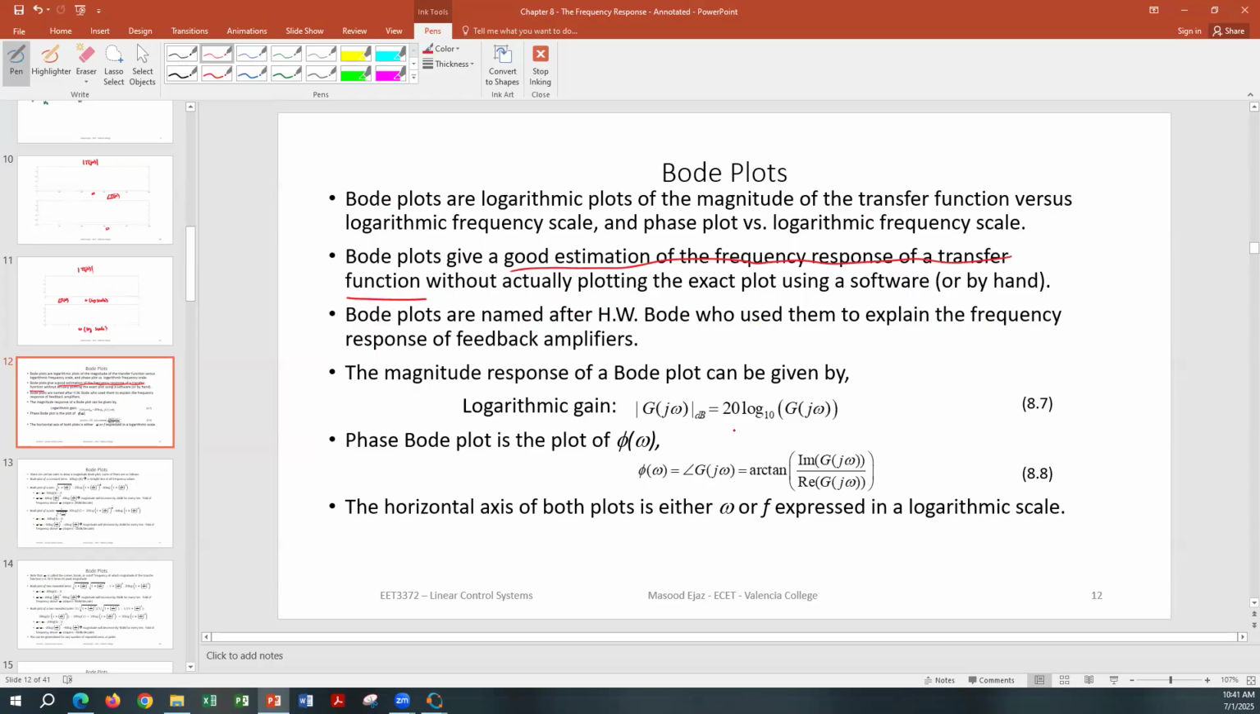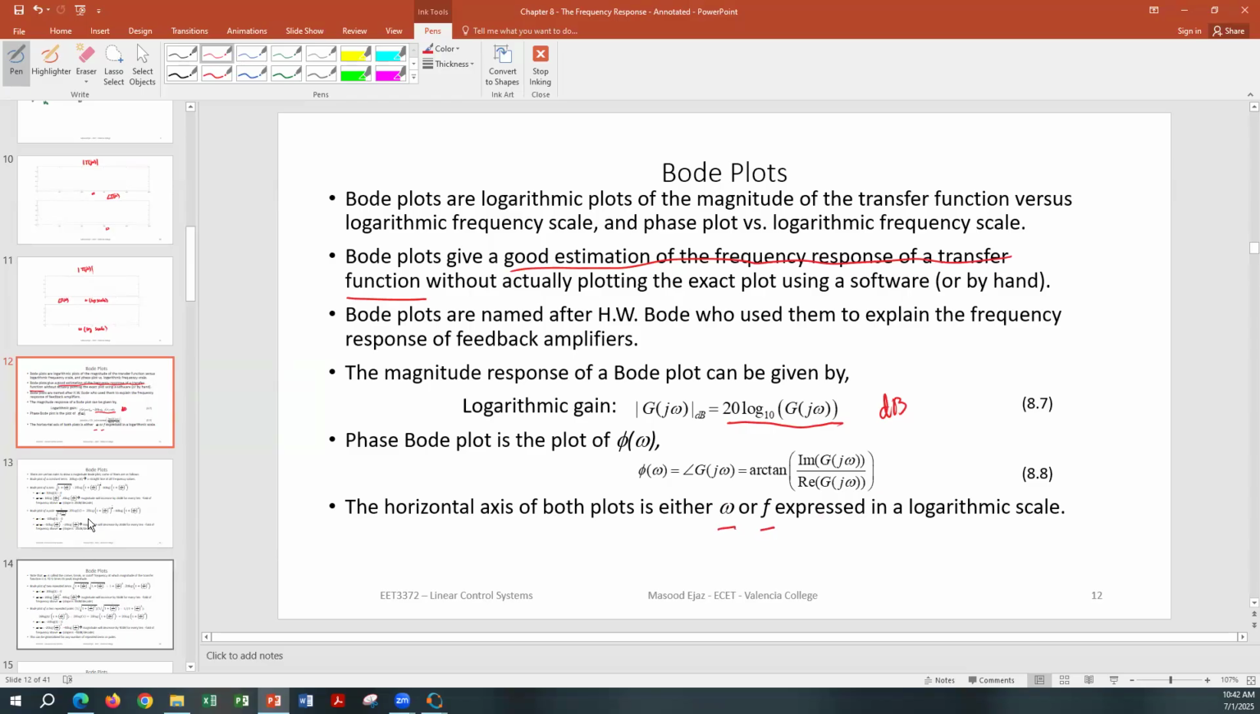Magnitude Bode plot, as I said, is the logarithmic plot. So we take the 20 log 10 of g j omega, we take the gain of the amplifier or gain of the transfer function and represent it in decibel. So this is decibel. And we plot this decibel scale versus the logarithmic x-axis. And likewise, the phase Bode plot, as you can see, arctan of imaginary over real that we've been discussing, we also plot against the logarithmic x-axis. And the x-axis can either be omega or frequency in hertz.